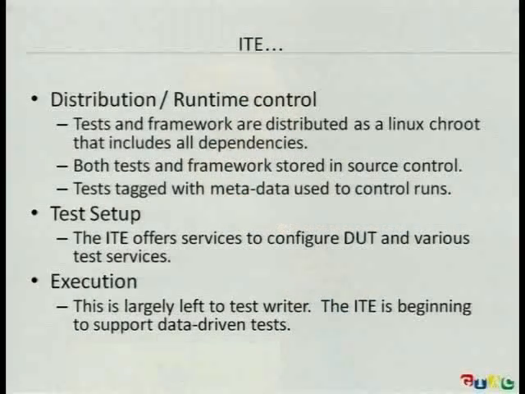So now I'm going to talk a little bit about how the 6 tasks are addressed within the ITE. So distribution and runtime control. The tests and the system code are all stored in source control. We make the tool available as a Linux chroot. All the tests, all the test dependencies and all the framework dependencies are contained inside this chroot. So you start up the chroot and you've got everything you need. You don't have to go grab anything from some other source. We provide a tool within the chroot so that you can grab updated test cases without having to go out.